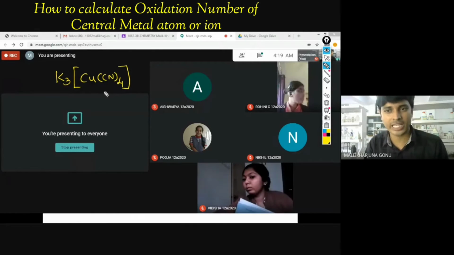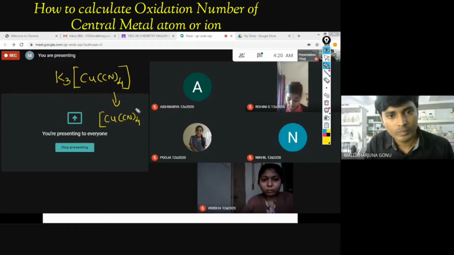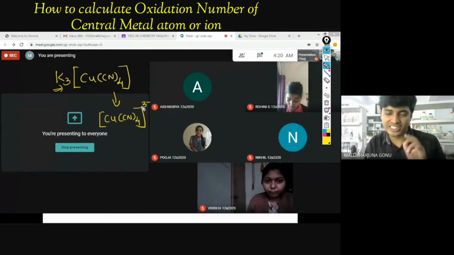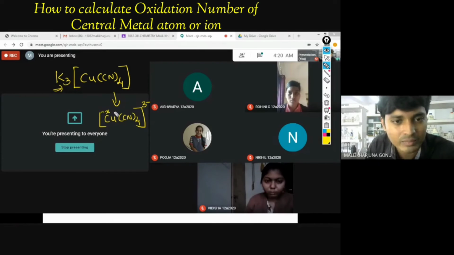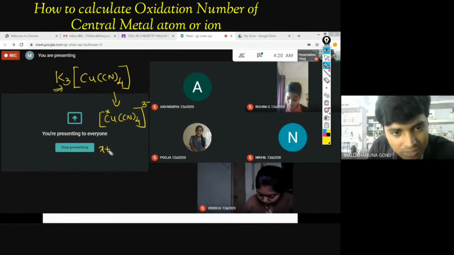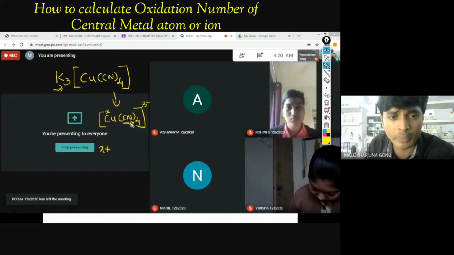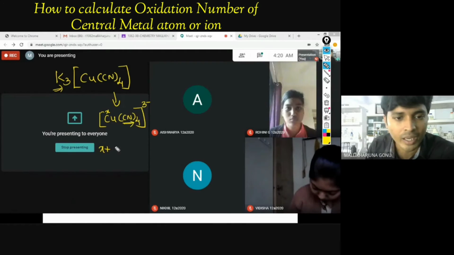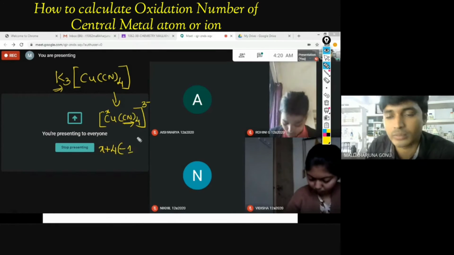So step by step, I will explain how you can write this. First, you find the charge: 3 minus on the complex. This should first be in your mind. Next you have to find X. X plus how many ligands are there? You have to find the total ligands. There are 4 cyanide ligands. Then 4 into the charge of cyanide, which is -1.